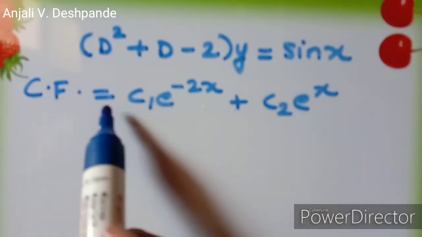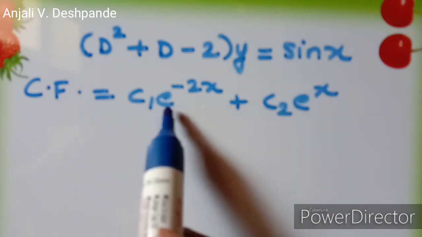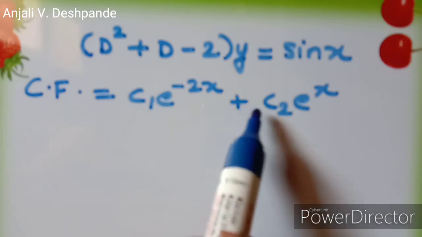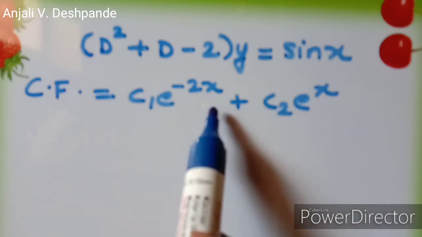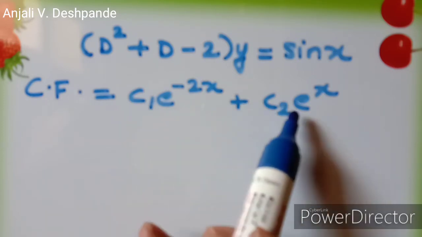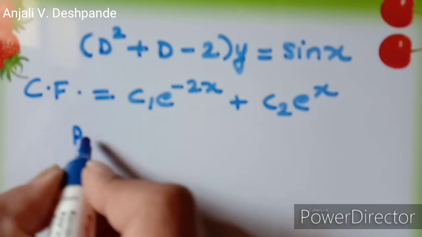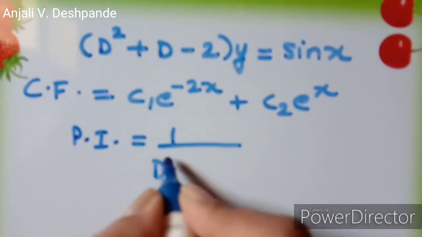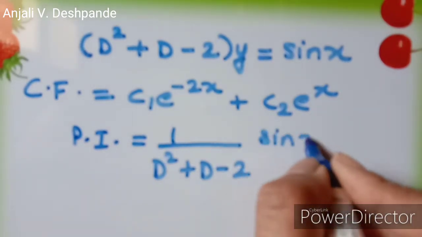For finding out the CF, by now you must be familiar with the methods. But if you want to just revise, you can refer to the earlier video for the complementary function and see how this CF was found. So we will now focus upon finding out the PI. PI is equal to 1 upon D squared plus D minus 2, sin x.